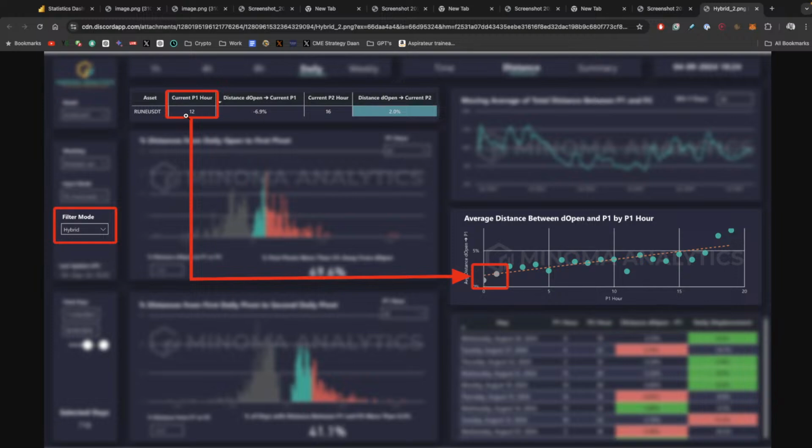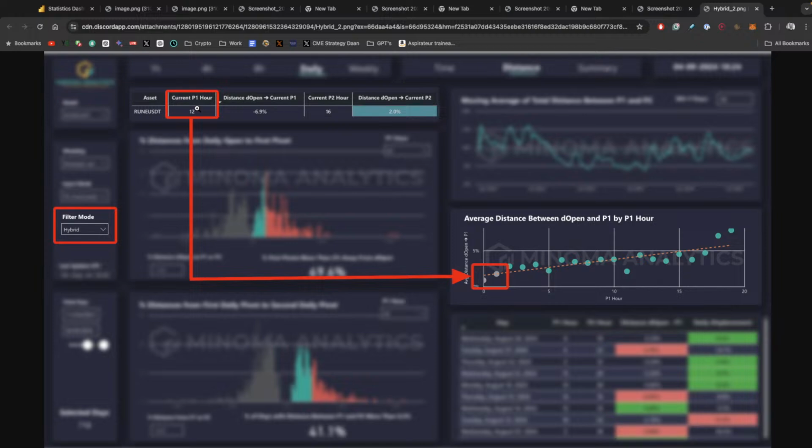Again, this is because once P1 is after hour 1, so this could be hour 2, could be hour 3, we know for certain that P1 is not going to be during hour 0 or 1, right? So then it makes sense to filter it out. So you can see that, and that's why it's called hybrid filtering.